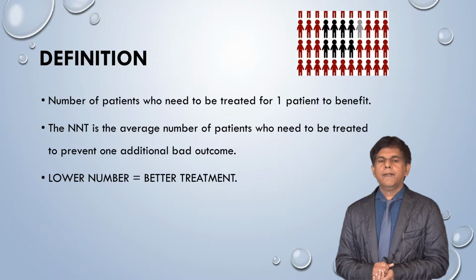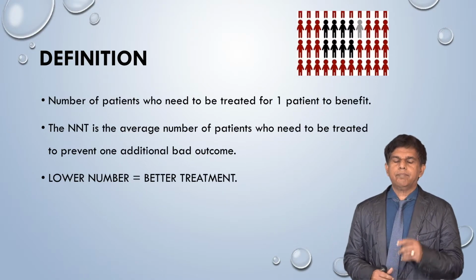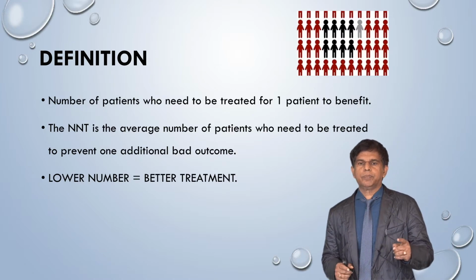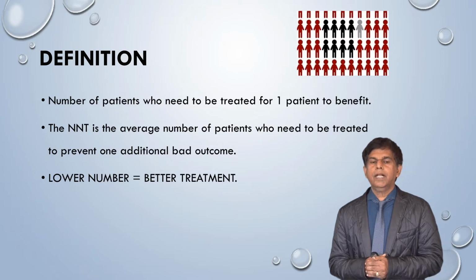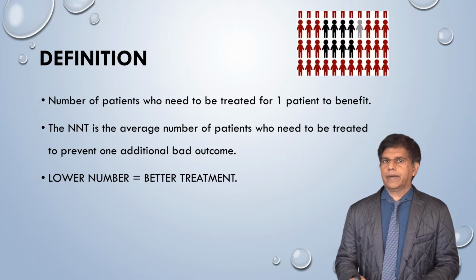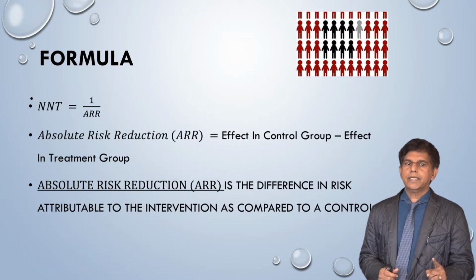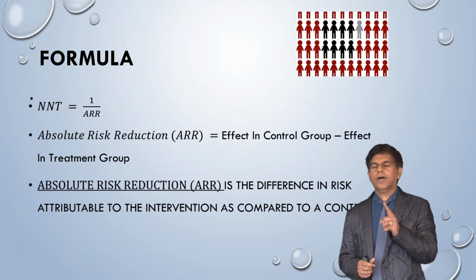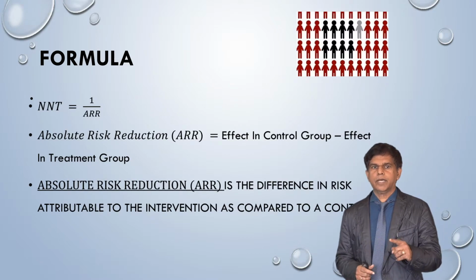Number of patients who would need to be treated for one patient to benefit. The number needed to treat is the average number of patients who need to be treated to prevent one additional bad outcome. And the other important point is, the lower the number, the better, okay? So the formula is: number needed to treat is 1 divided by absolute risk reduction. Always remember that, the most important formula of all.